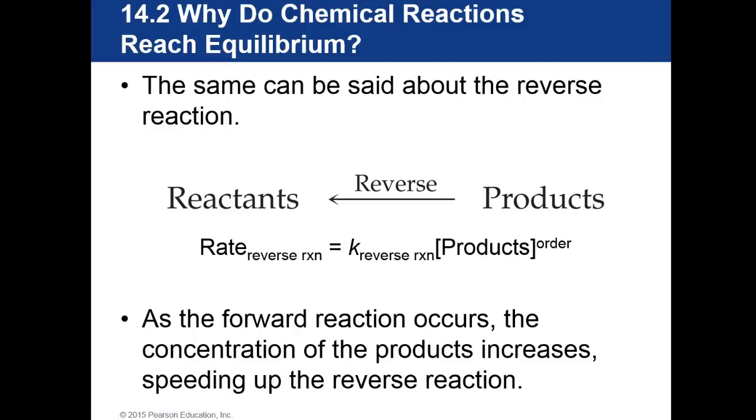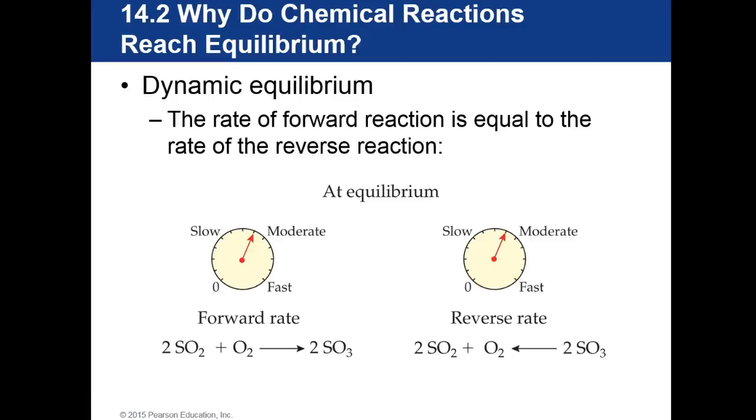The same can be said about reverse reactions. As the forward reaction occurs, the concentration of the products increases, which speeds up the reverse reaction. But in dynamic equilibrium, the rate of the forward reaction is equal to the rate of the reverse reaction, as we can see in this example.